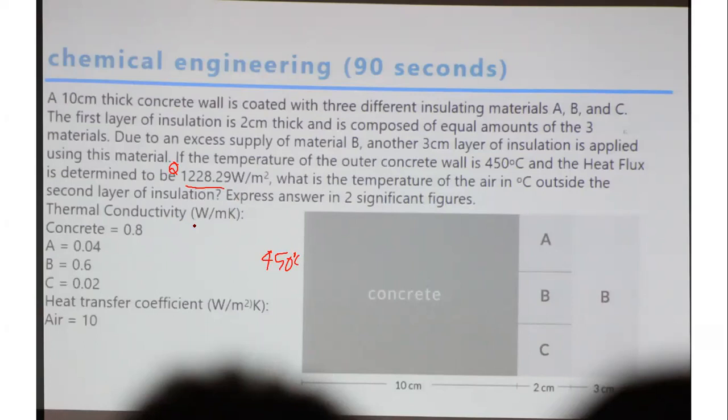Expressed in two significant figures. So these are the thermal conductivity of concrete, A is 0.04, B is 0.06, C is 0.02, and then the heat transfer coefficient in watt per meter squared per Kelvin. Do you still remember the heat flux? That is the heat conduction versus the radiation. So you have a conduction term here again. The question asks for the temperature outside. Okay? So the heat flux is 10.